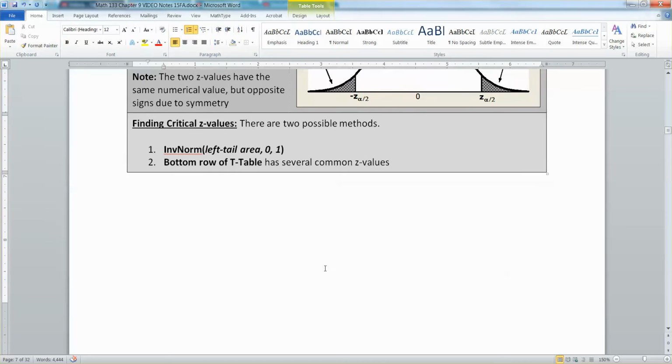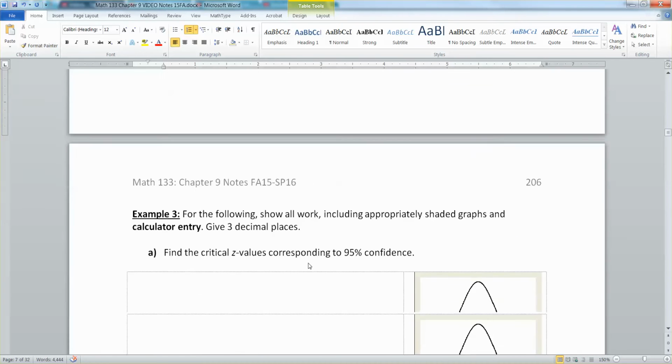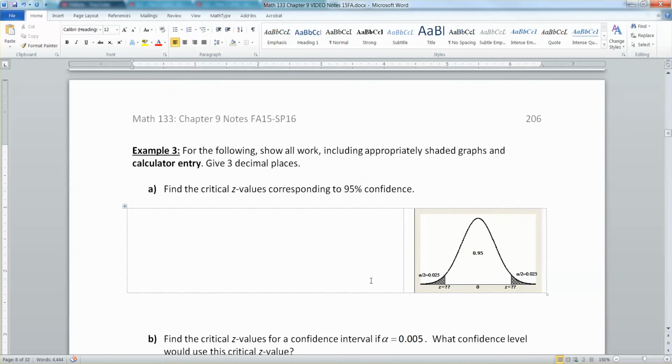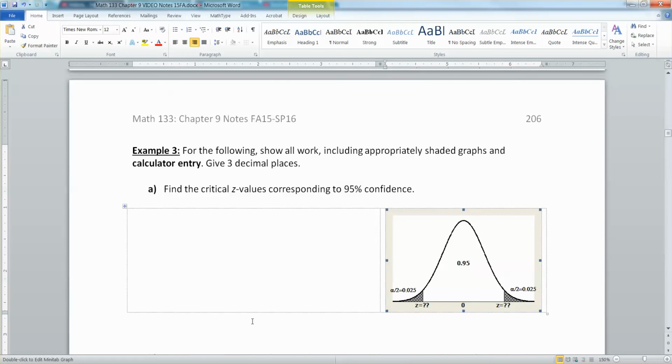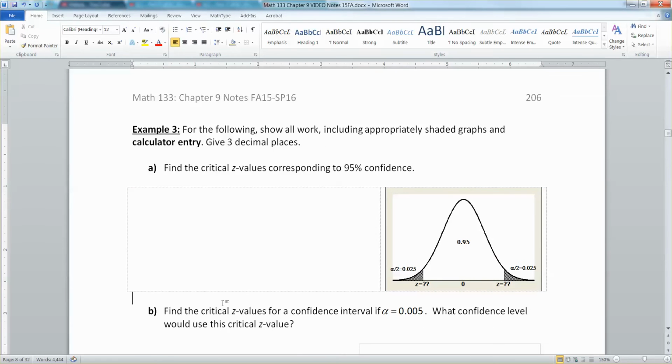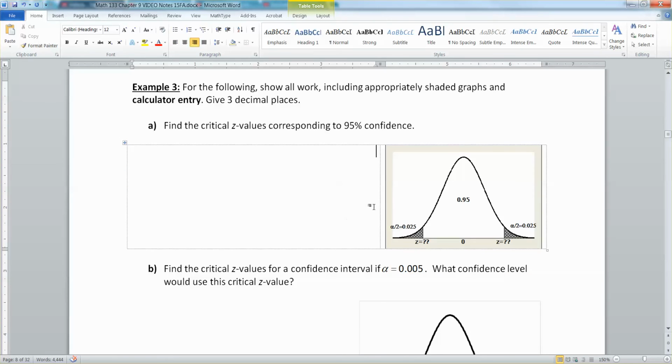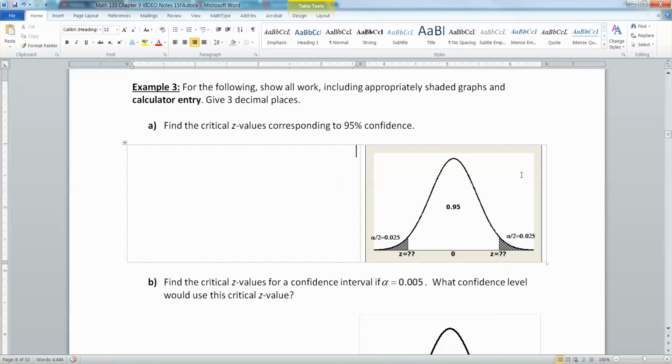All right, so now let's go find some with our lovely calculators. So here we have, I'm going to make this picture a little bit bigger for us to see here. So we want to find the critical z values that correspond to a 95% confidence level. Okay, so our first mission in life is to try to figure out what alpha is. So if the center is 95%, then alpha is 1 minus that.